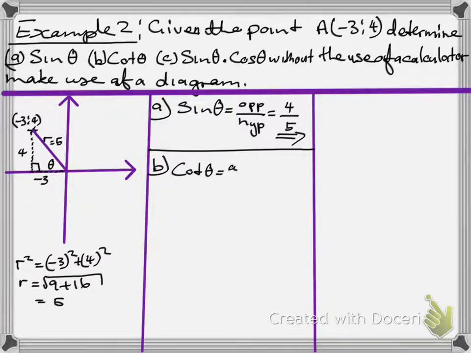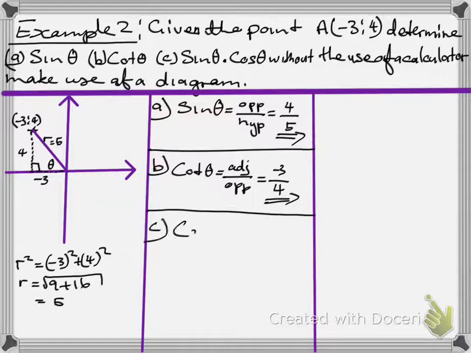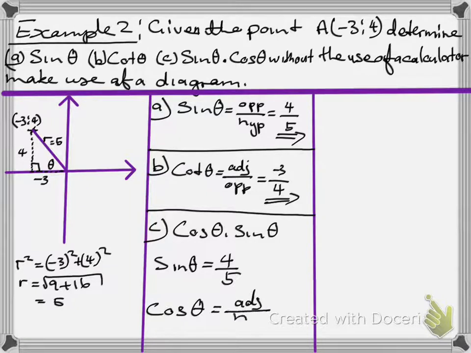And then cot theta, which is the reciprocal of tan, is adjacent over opposite, which is negative 3 all over 4. And then C, cos theta multiplied by sine theta. We know sine theta, but we don't know cos theta. We have to determine what cos theta is. Cos theta is adjacent over hypotenuse, so cos theta will be equal to negative 3 all over 5.